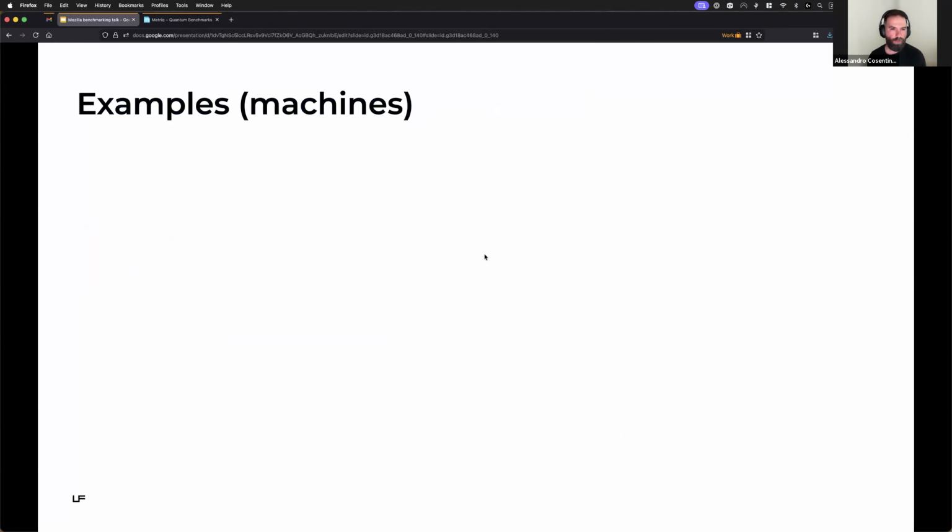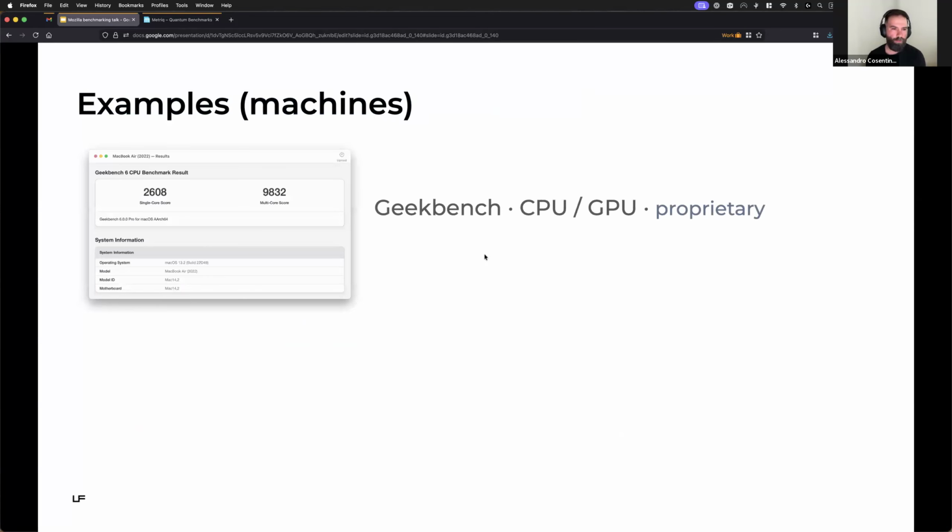So some examples, you may all be familiar with Geekbench. You can go on geekbench.com, download software that you can run on your machine, on your MacBook, and it will give a score to the CPU that is on your MacBook or the GPU. And then you can upload these results, and this will belong to a dataset of all the benchmark results that were collected using this tool.